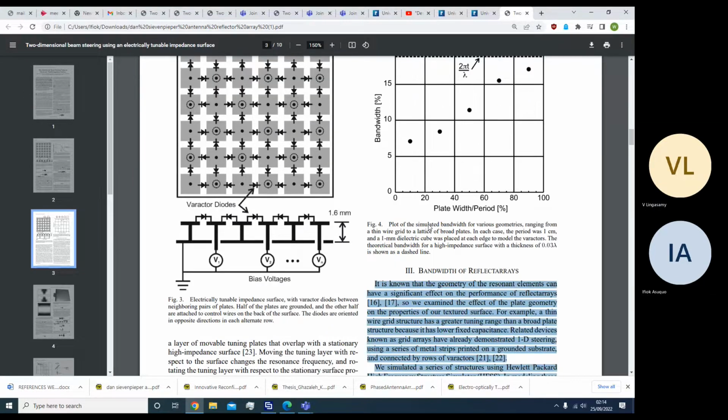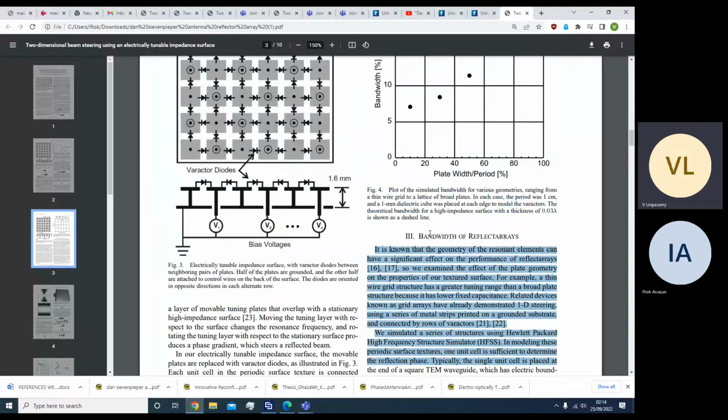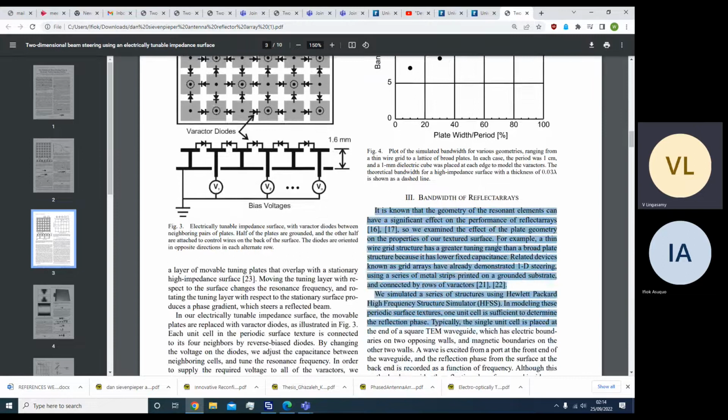Are you confused somewhere, please? Yeah. Can you come again, please? That's why I wanted to... I said, why I talk about one unit cell, because they say, yeah, we simulated a series of structures. They want to test which one has better bandwidth. This kind of structure. Correct. Before they now use this one. Am I right? Correct.